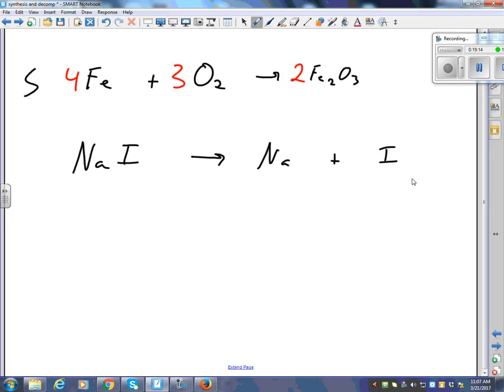AJ, is this synthesis or decomp? You need to know. How many things on the left? 1. How many things on the right? 2. This is a decomp. Okay?